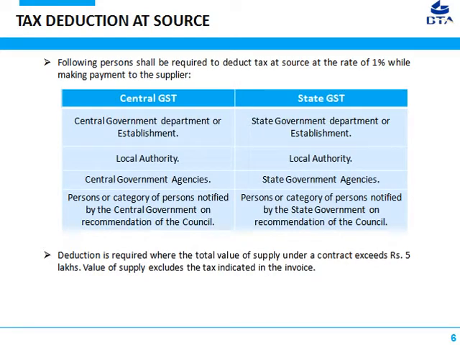Certain categories of persons are assigned by the central government or state government to deduct tax at source at the rate of 1% from the payment made or credited to the supplier of taxable goods or services where the total value of such supply under a contract exceeds rupees 5 lakhs.